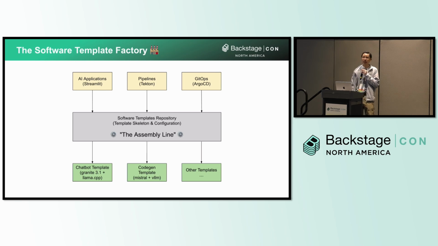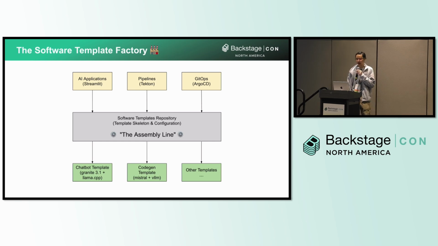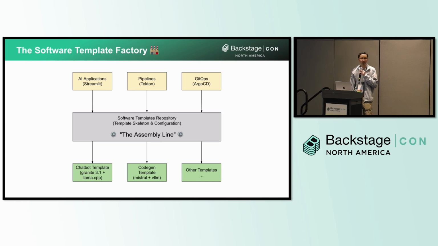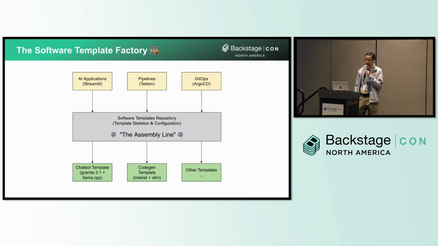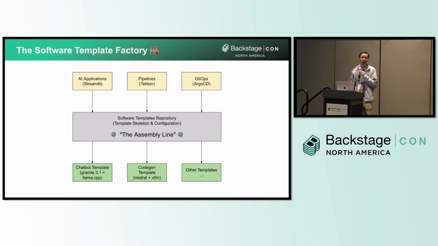So take two of the template samples that we have: the chatbot and the code-gen templates. They share the same core skeleton, but because of the properties that they have, different LLM and model servers are bootstrapped. For example, the chatbot template is using Granite 3.1 with Llama CPP, and the code-gen is using Mistral and also vLLM. So this modular design gives us excellent version control that simplifies the dependencies to ensure what we produce is stable, reusable, and also easily maintainable templates.